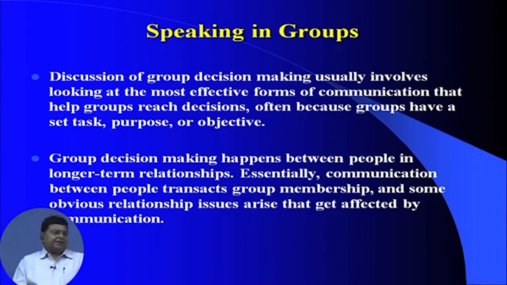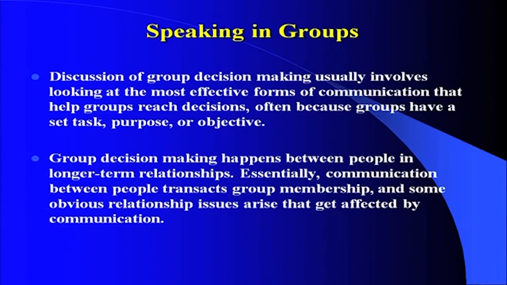Discussion of group decision making usually involves looking at the most effective forms of communication that help groups reach decisions, often because groups have a set task, purpose or objective. Now, group decision making happens between people in larger term relationship. Essentially, communication between people transacts group membership, and some obvious relationship issues arise that get affected by communication. Of course, this is a very big challenge to form group and to make the group effective through speaking.